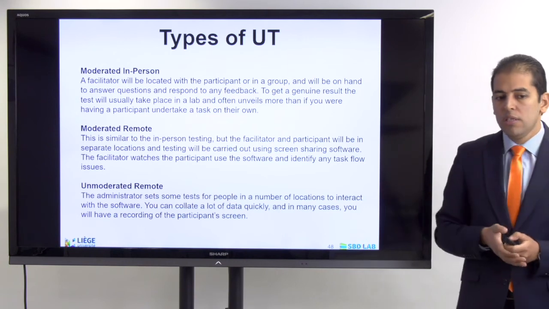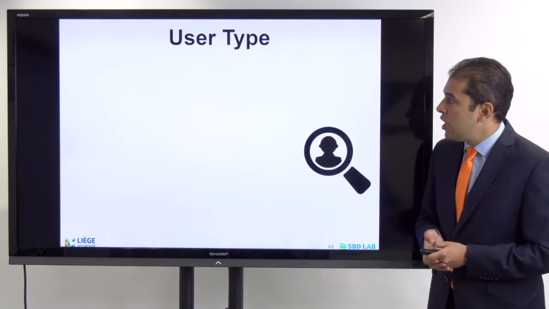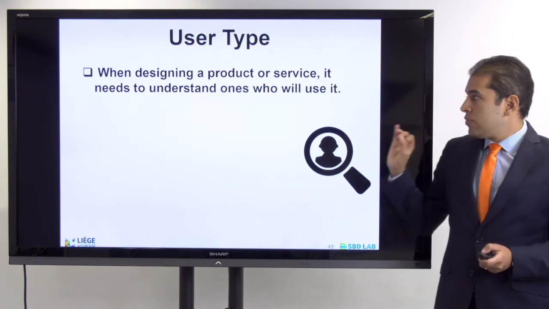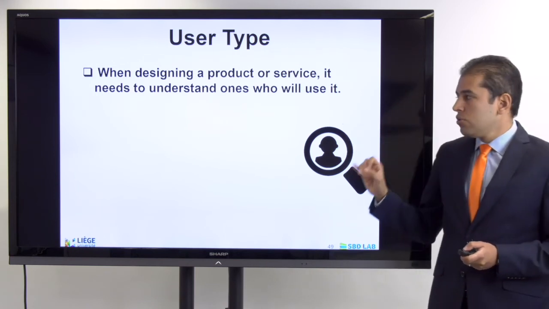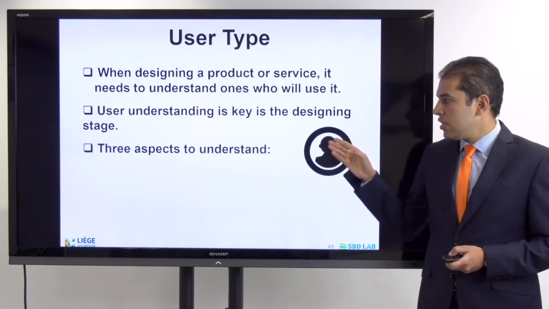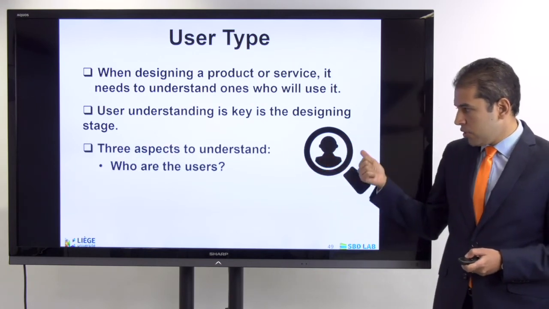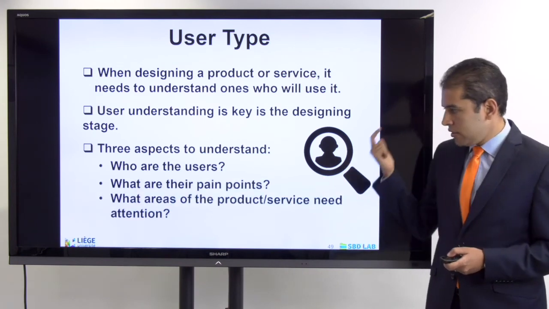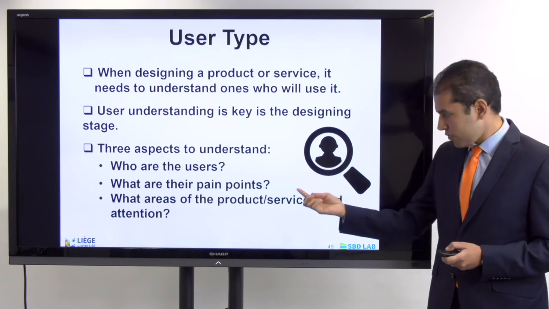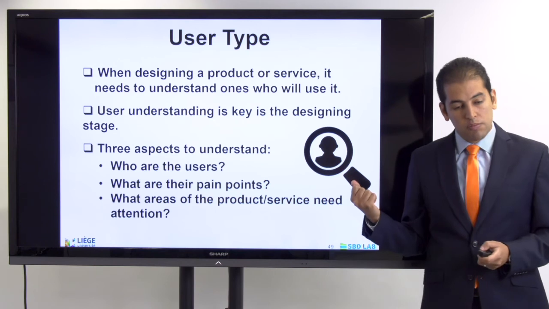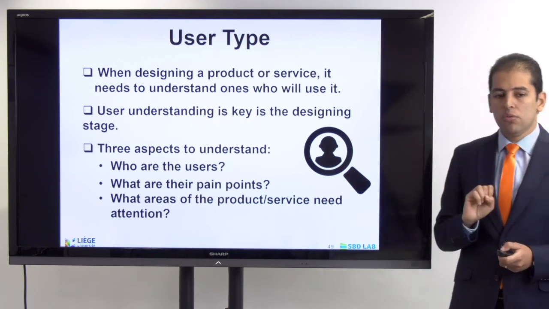So these are the types of usability testing. The user types: when designing a product or service, you need to understand the ones who will use it, and user understanding is key in the design stage. There are 3 aspects to understand. First of all, who are the users? What are their pain points? And what areas of the product, service, design or prototype need attention? So this is the way to do it.